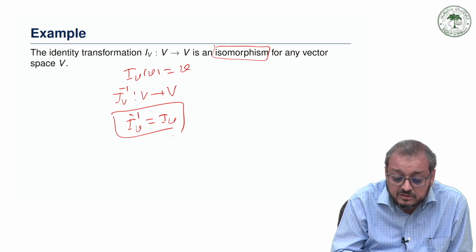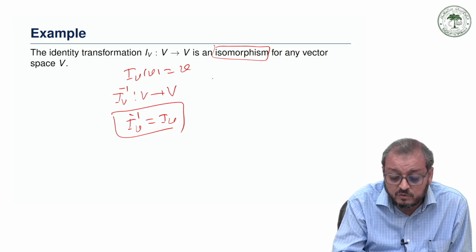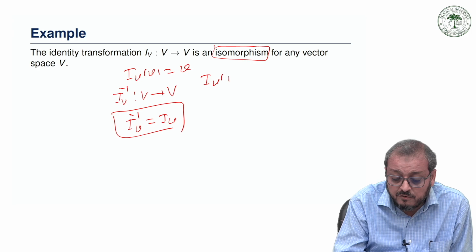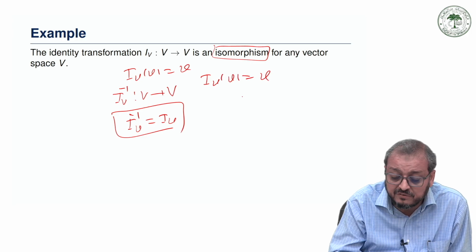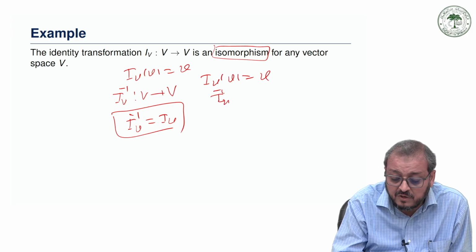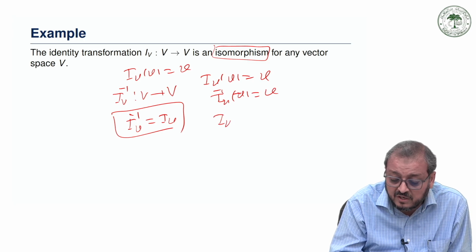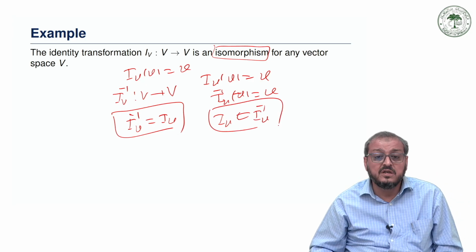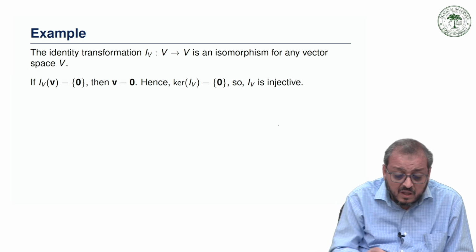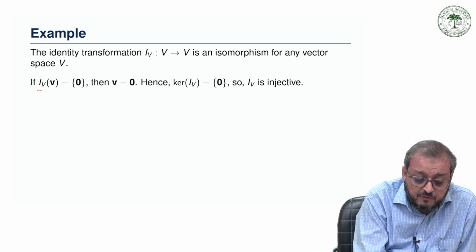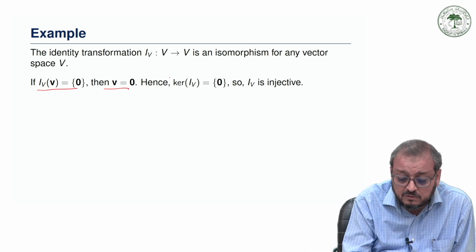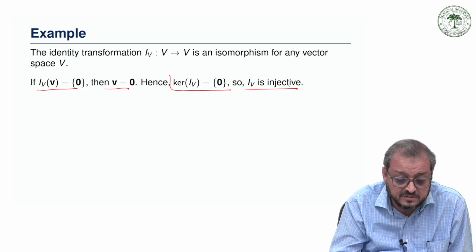Why is it the inverse of itself? Because I of v is equal to v, so by the definition, I inverse of v is again v. So in both cases, I is the same as I inverse, which means the inverse transformation is clear. For isomorphism, I of v is equal to 0 means v is equal to 0, so the kernel of I is 0, so I is injective.